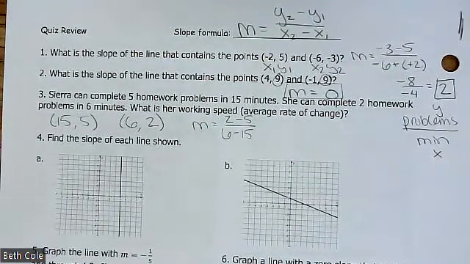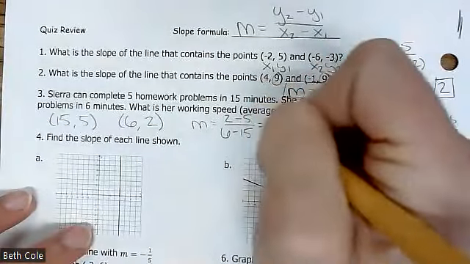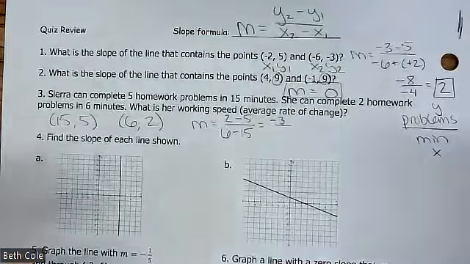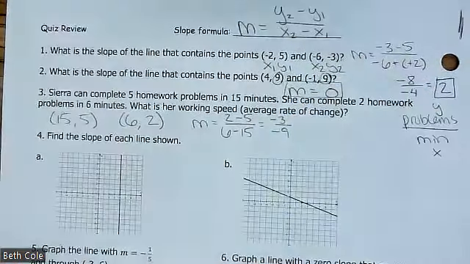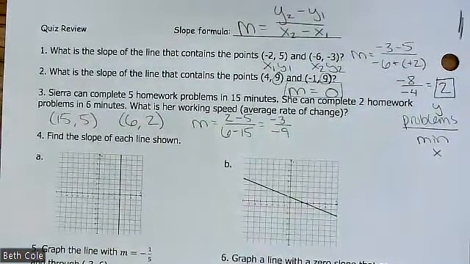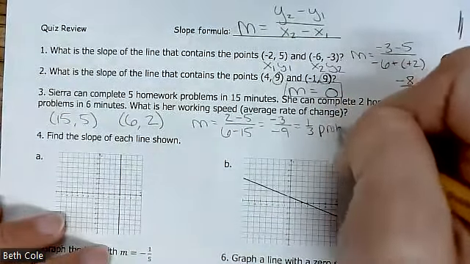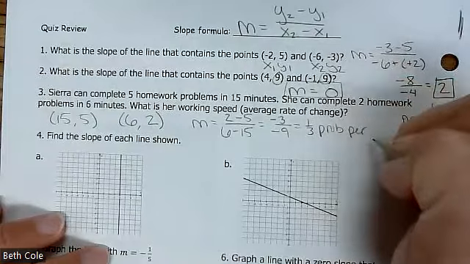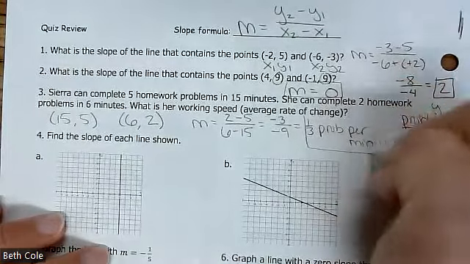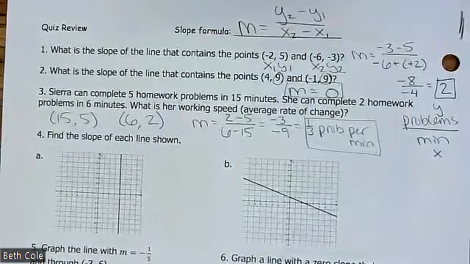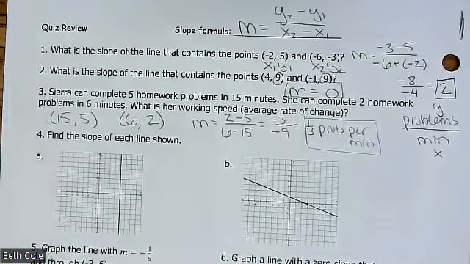So let's see, 2 minus 5, -3, 6 minus 15, what is that, -9? So the negatives cancel, and it'll be 1/3 problem per minute. So in 1 minute, she's 1/3 of the way done with the problem. By the time 3 minutes go by, she's finished it. It's a weird question.